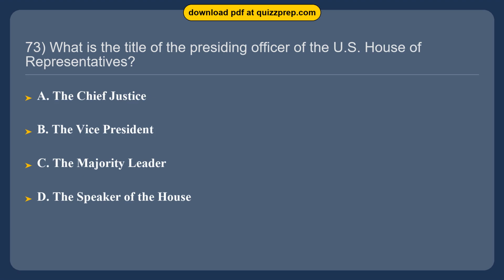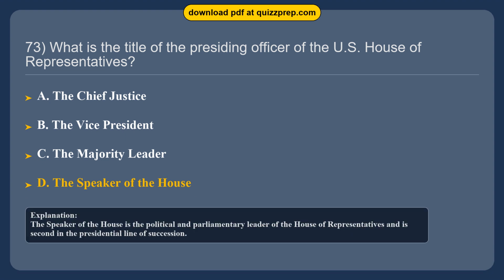Question 73. What is the title of the presiding officer of the U.S. House of Representatives? Option A, the Chief Justice. Option B, the Vice President. Option C, the Majority Leader. Option D, the Speaker of the House. The correct answer is option D, the Speaker of the House. The Speaker of the House is the political and parliamentary leader of the House of Representatives and is second in the presidential line of succession.